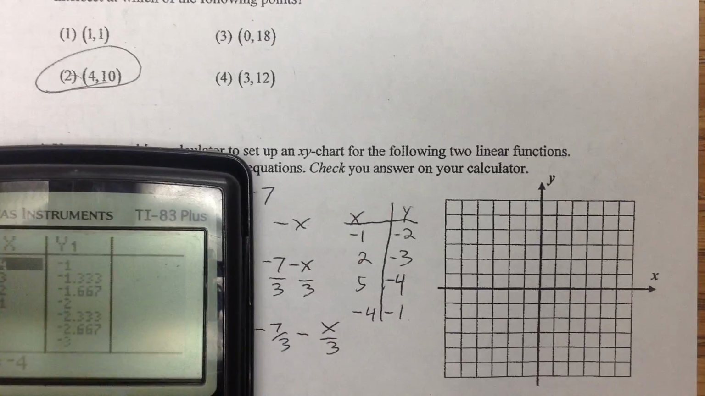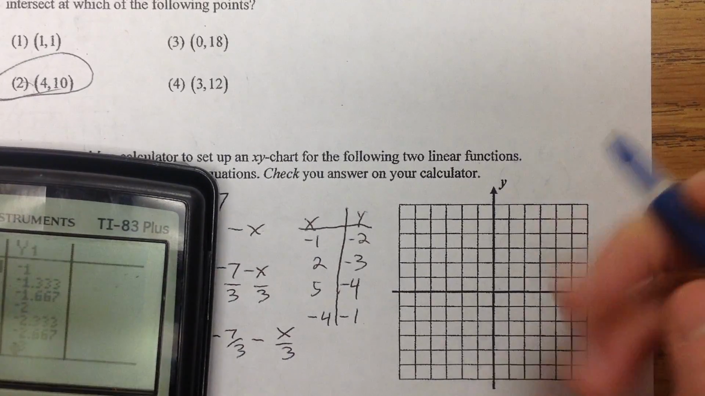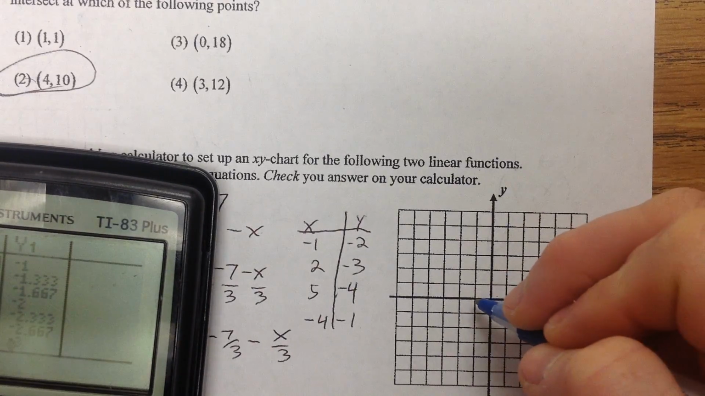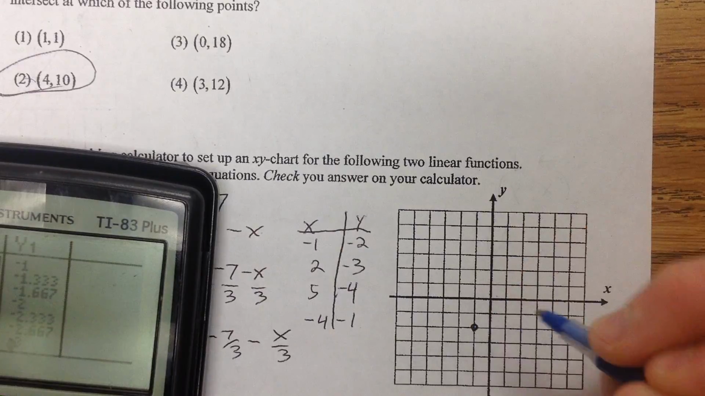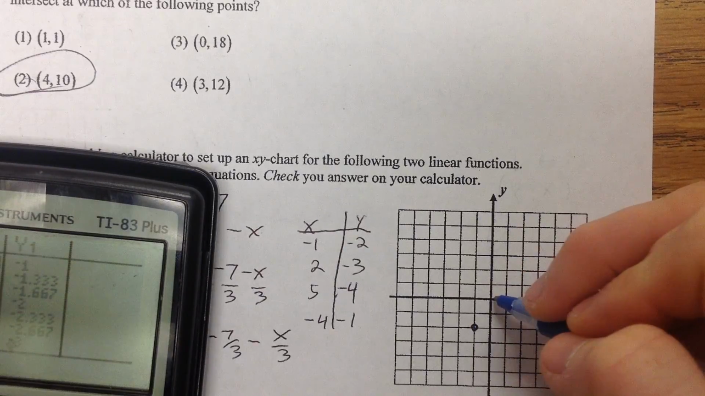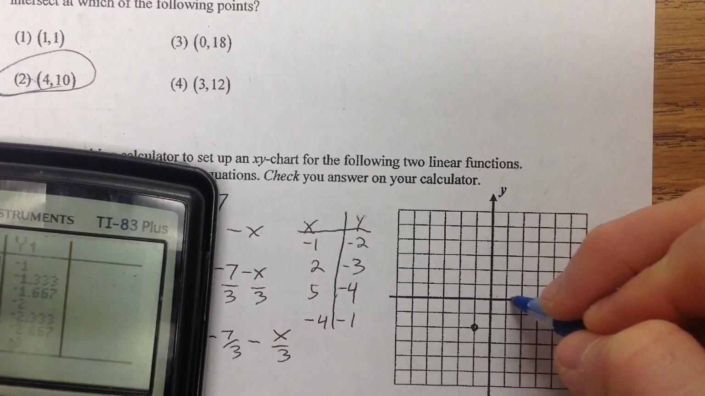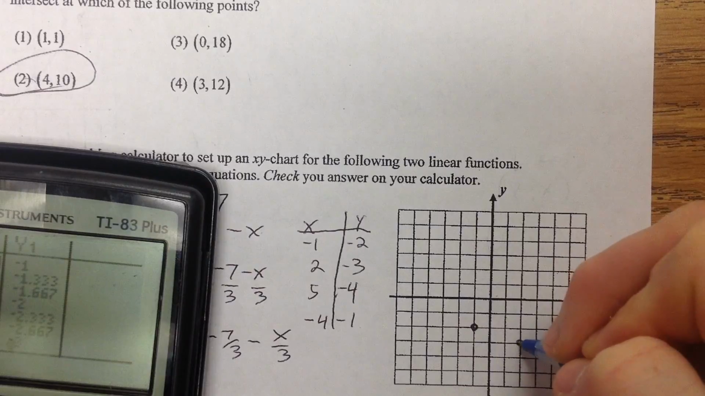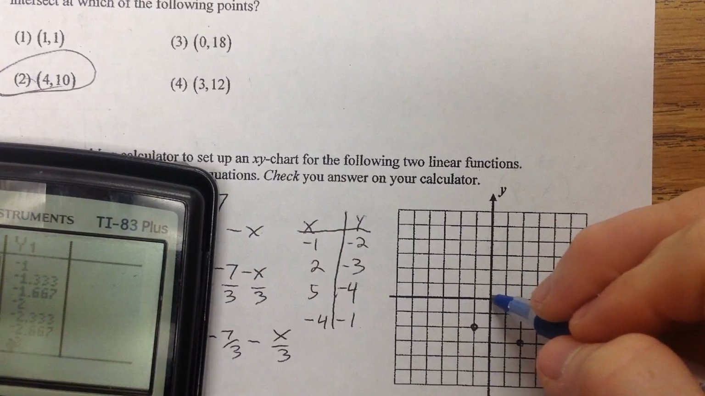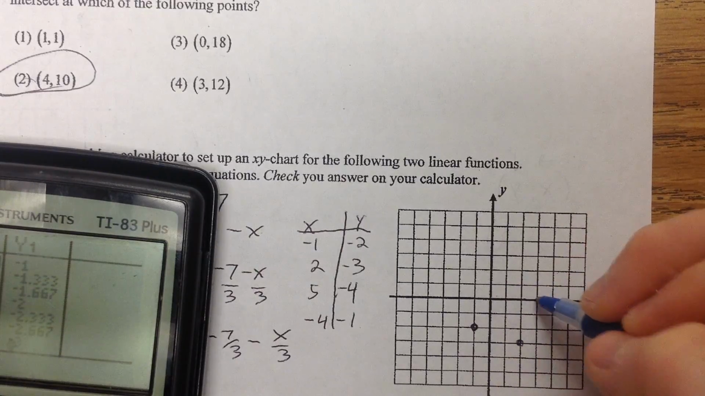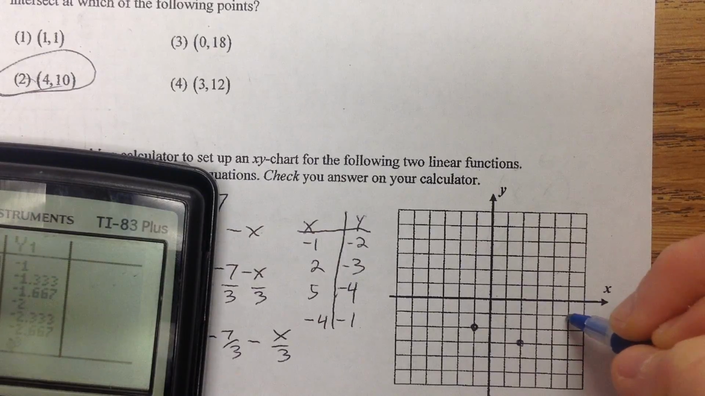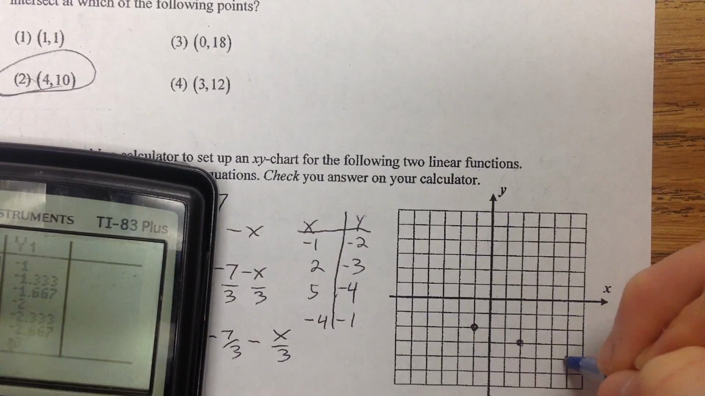So let's go over here. Remember, x is the left to right, so the first point's going to be back 1 and down 2. Then we're going to go over 2, 1, 2, and down 1, 2, 3. Then we're going to go over 5, 1, 2, 3, 4, 5, and that's to the right because it's a positive 5, and then down 1, 2, 3, 4.